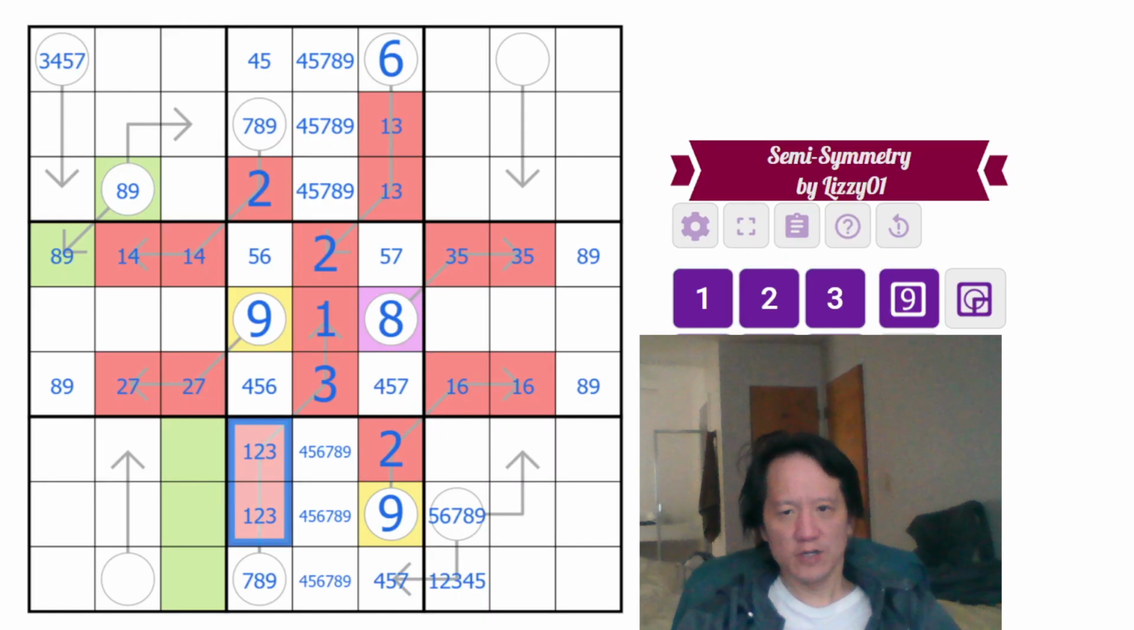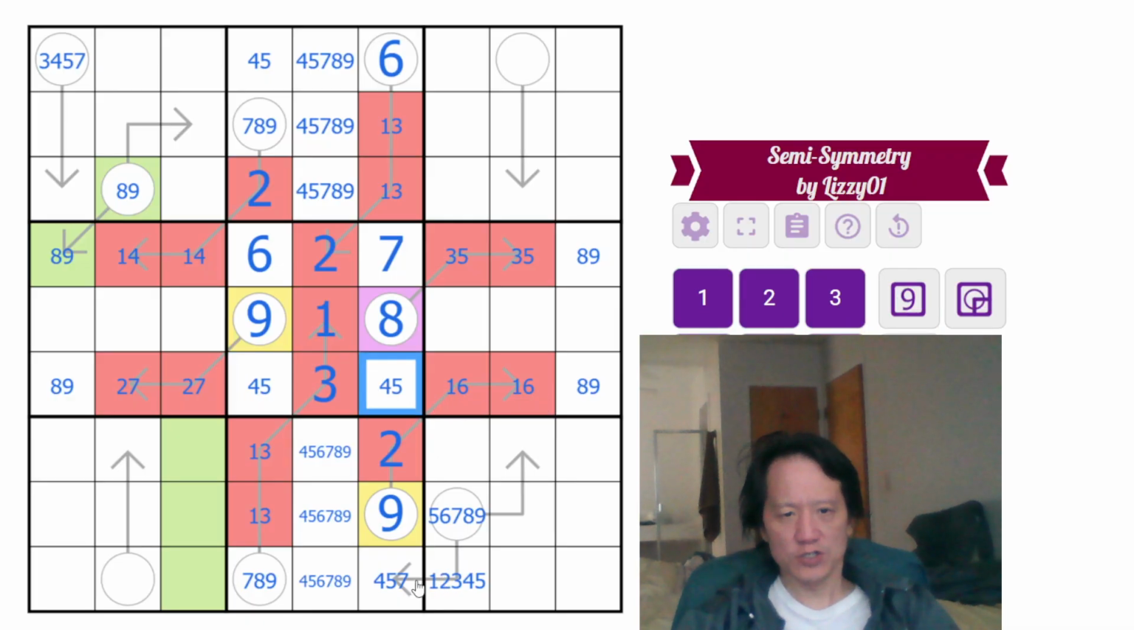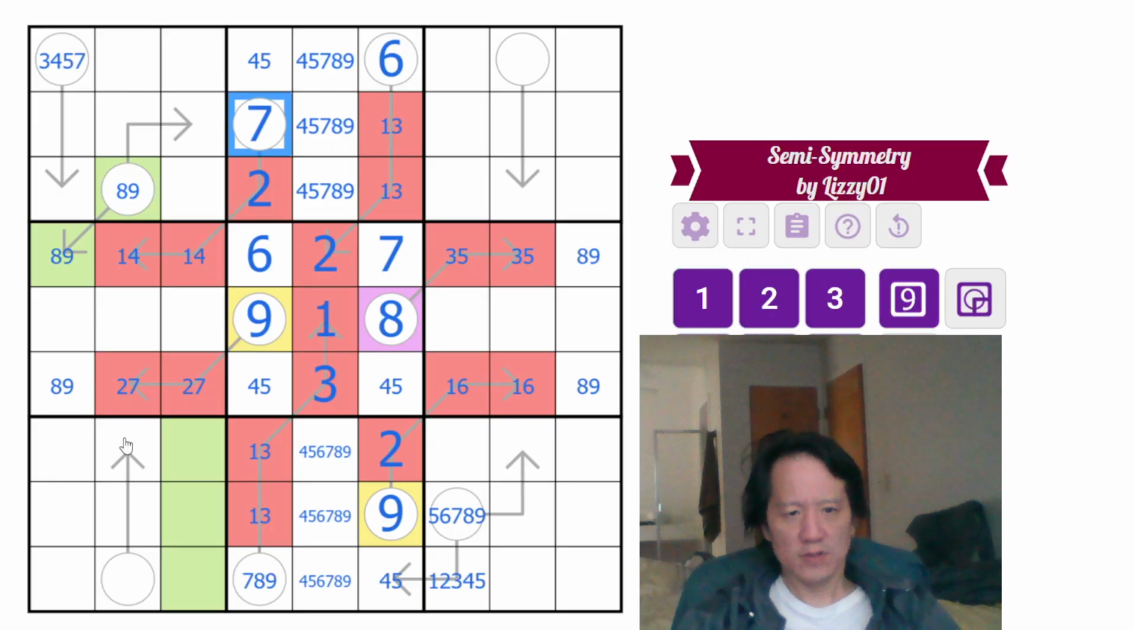So this is 1 and 3. This is 1 and 3 and 2. This is 3 and 5, which makes this 7 and 6. Which makes this 4 and 5, but we don't know which one's which. So this can't be 7. Yep. Interesting. So then this has to be 7. This has to be 8, which does fit.